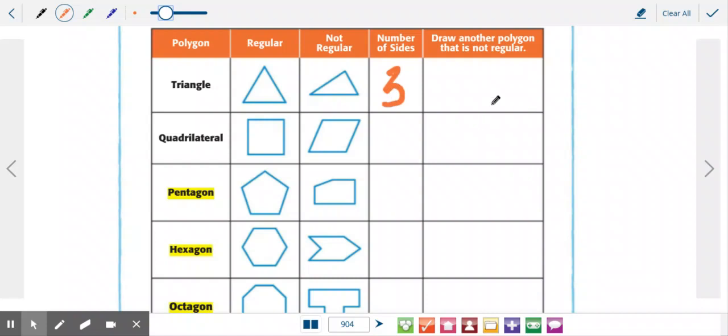It has 3 sides. So we want to know, is this one a regular? Yes. Is this one irregular? Yes, it is.